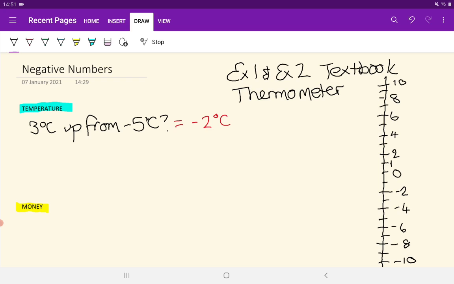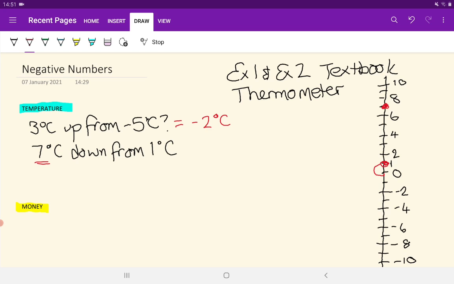There we go. Okay. Now, what about if I asked you what was 7 degrees Celsius down from 1 degree Celsius? So we find our starting value, which is 7. So we're going to start at 7. That's halfway between 6 and 8, so that's here. And we're going, that's not right at all, is it? We're going 7 degrees down from 1. So we start at 1 and we're going down 7. So important that we read the question.